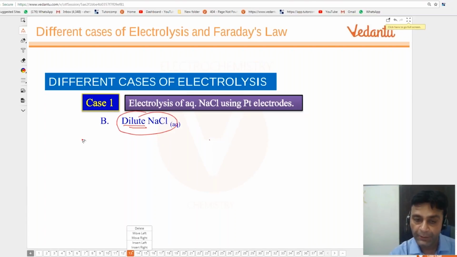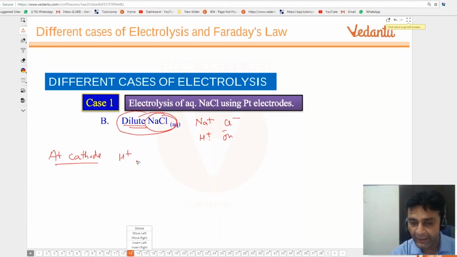concentrated. So, when I say dilute NaCl, it means the amount of the sodium ion or the chloride ion is very, very less as compared to the H positive ion or the OH negative ion. So, when we pass current at the cathode, I have both possibilities. One possibility is H positive can gain electron and become hydrogen. Other possibility is sodium can gain electron and become sodium deposit over there. Now, which will be gaining electron?